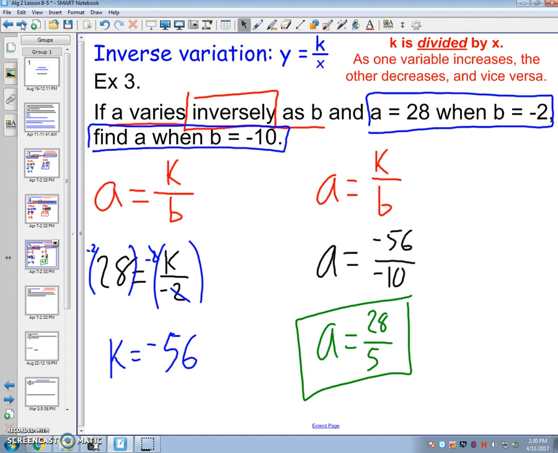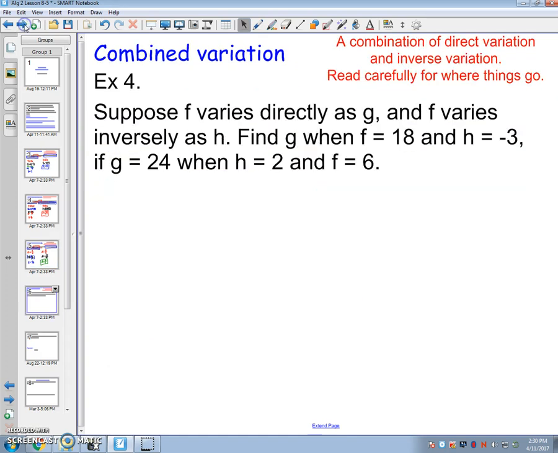So those are three different types of variation. Now there's a fourth one that's not really its own. It's combination, combined variation. It's a combination of direct and inverse variations. So just read carefully for where things go. There's no real formula for it.